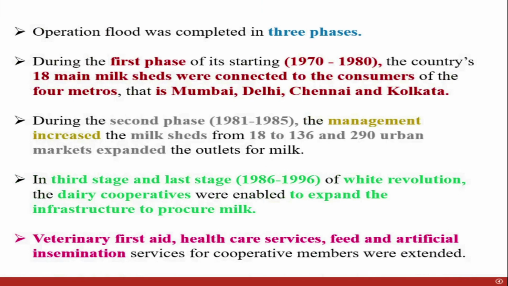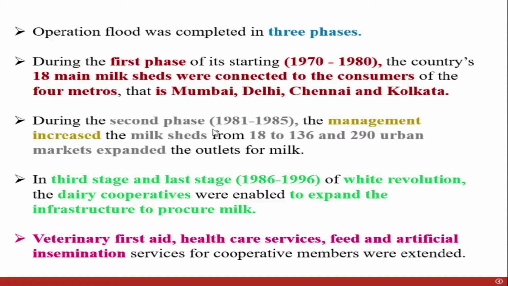Next, this White Revolution was completed in three phases. First, during the first phase, between the years 1970 to 1980, 18 milk sheds were connected to the consumers of the four metros. Four metros are nothing but the largest cities, such as Mumbai, Delhi, Chennai, and Kolkata.